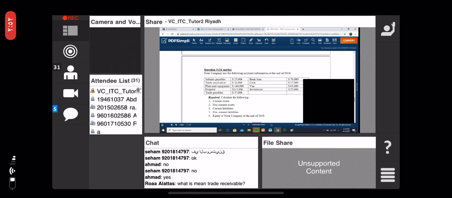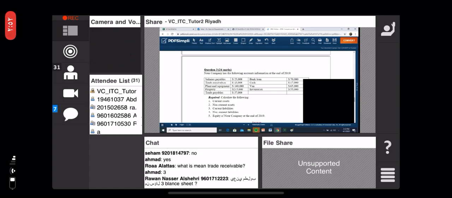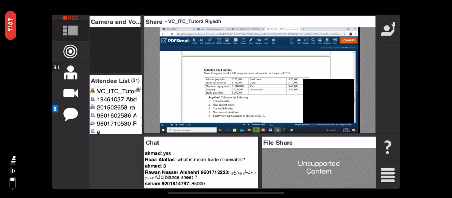So current assets, how many items do we have? We have three items. Trade receivables means account receivables, or you can say trade receivables. So here we have three items under the current assets. No, not balance sheet. He doesn't ask you for a balance sheet. He asks you for calculating the following requirements, okay?